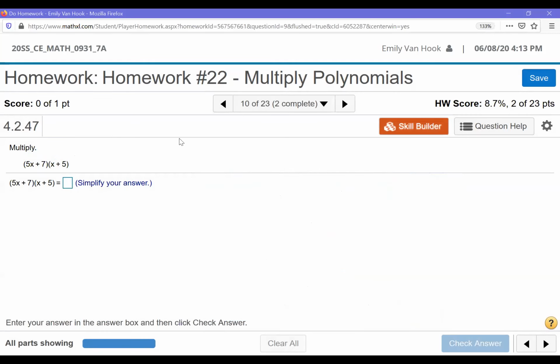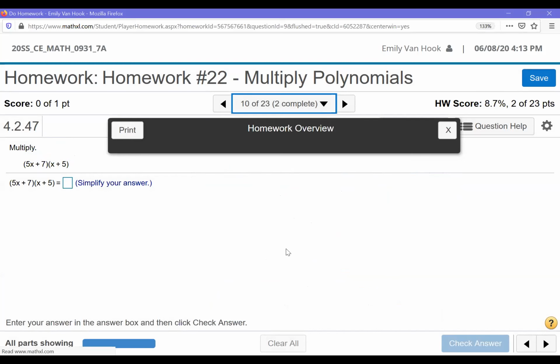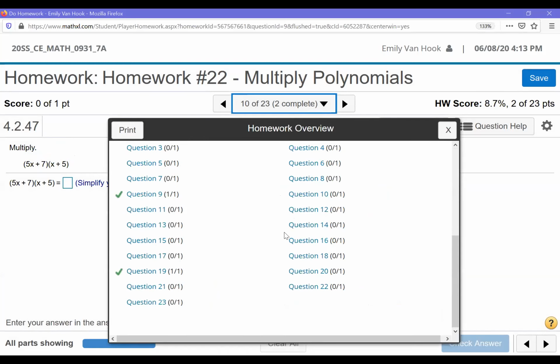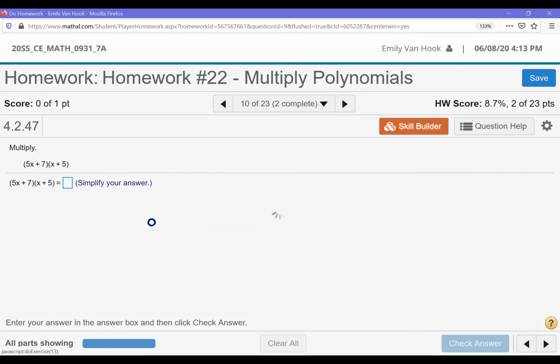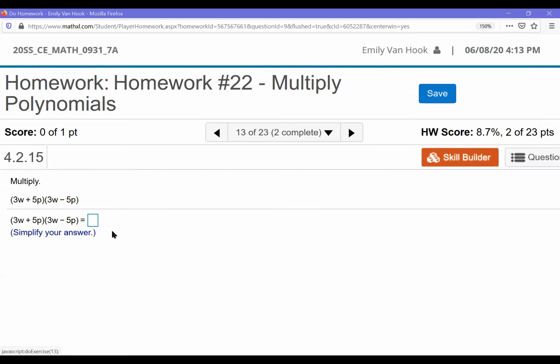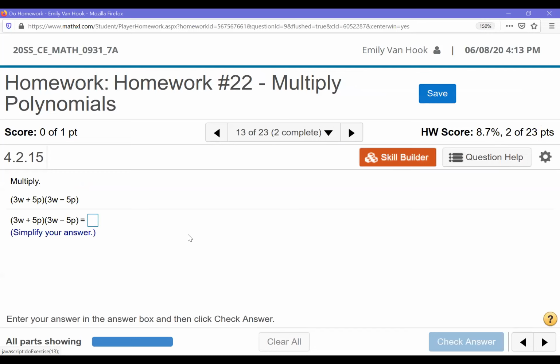I wrote down a couple others and now I forget why I wrote them down. So 13, 14, and 18 were the other ones. Let's see if I can remember why I wrote those down. Oh yeah, for number 13, we'll see the middle terms cancel. I think we did see that in the notes.